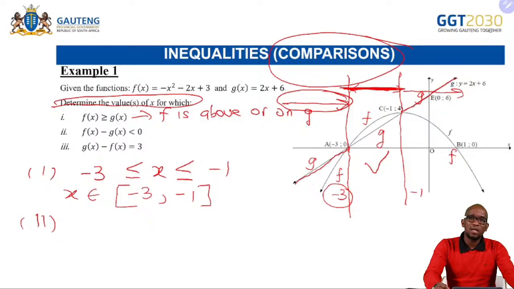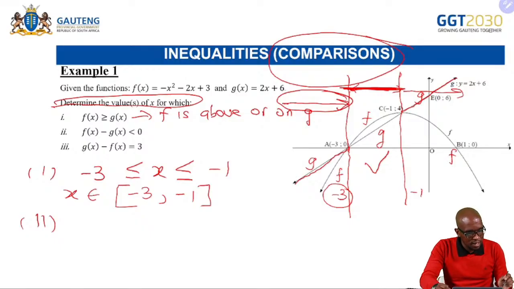Right, moving on to the second one. The second one, the examiner here tried to trick us a bit by subtracting or putting g of x to the other side.